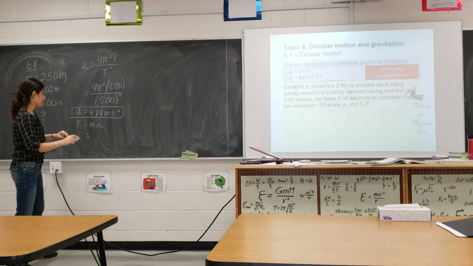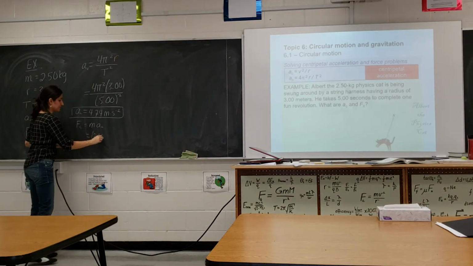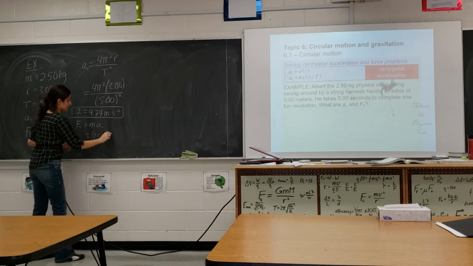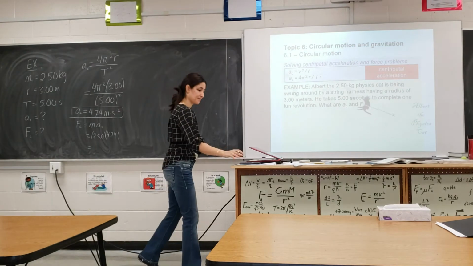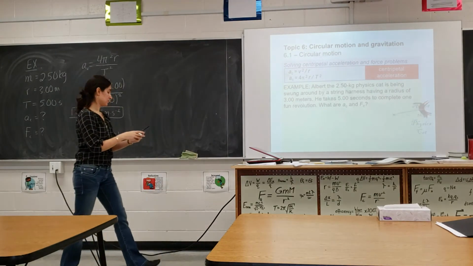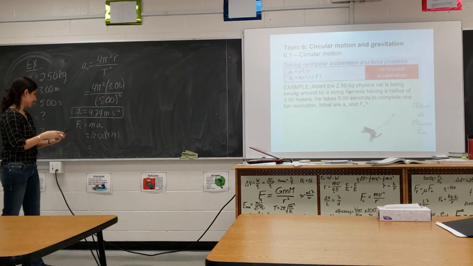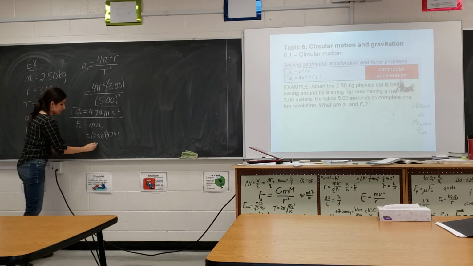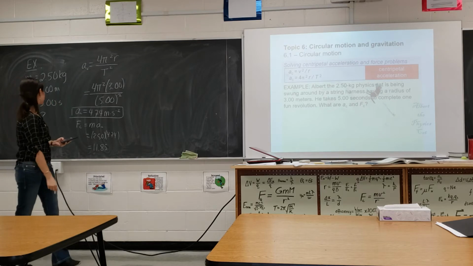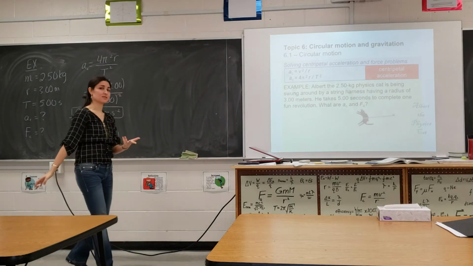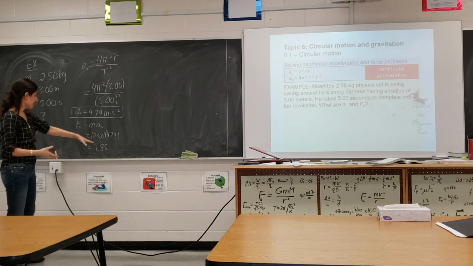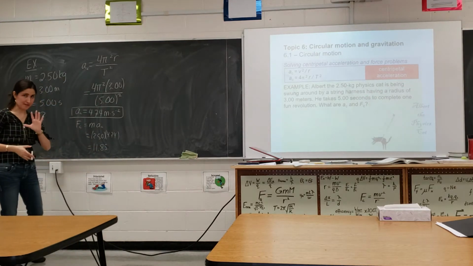Okay, so 2.5, that's already an SI unit, times 4.74. Let's figure out what that is. So 2.5 times 4.74, we get 11.85. Okay, so we need this to 3 sig figs. There was a rule that I mentioned that the IB likes to use when you have to round up or round down when your last value is a 5.